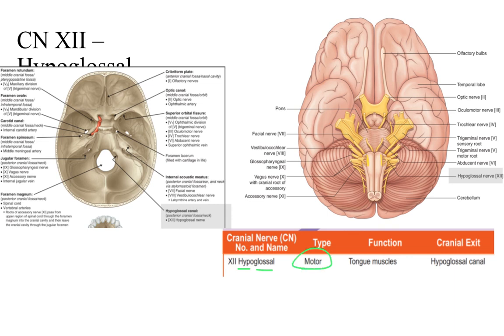It is strictly motor, goes to the tongue muscles, and it exits out of the hypoglossal canal. You'll notice that the hypoglossal canals are two little canals on either side of the actual foramen magnum. If you look at the foramen magnum, there are two smaller holes within the border of it. That's the hypoglossal canal through which the hypoglossal nerve goes.